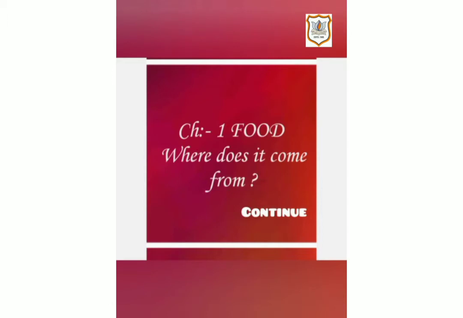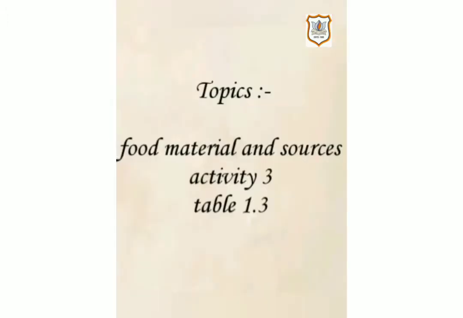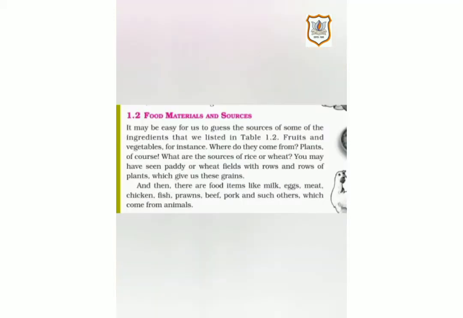In the last video, we started chapter number 1 and discussed the topic food variety. Today, we will go through the topics food material and sources, activity 3 and table 1.3. Open page number 2, topic 1.2, food material and sources.